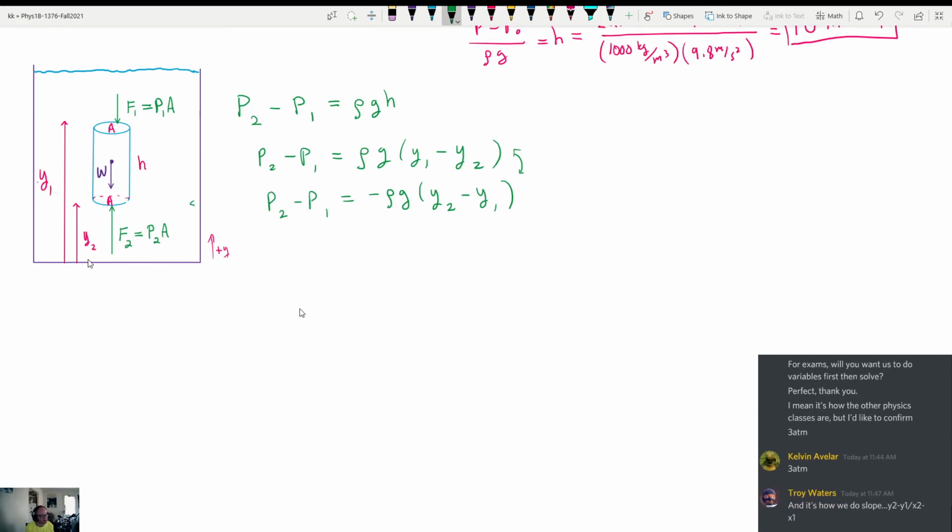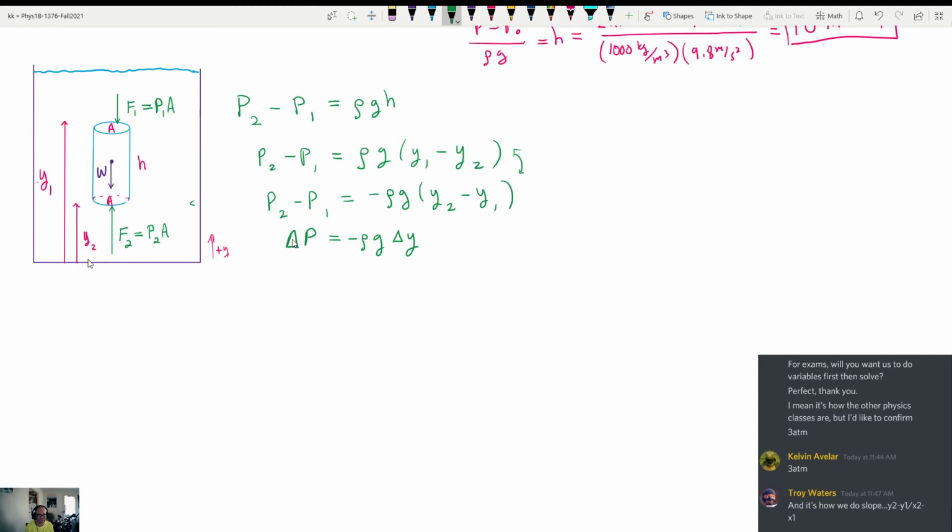Yeah, it looks like slope. That's exactly right, Troy. It looks like slope. And how do you write slope? Well, you can write it like you wrote it, or you can write delta y over delta x, right? So on the left-hand side, we're going to write this as delta p, the change in pressure. On the right-hand side, I'm going to write delta y. Is everyone okay with that?